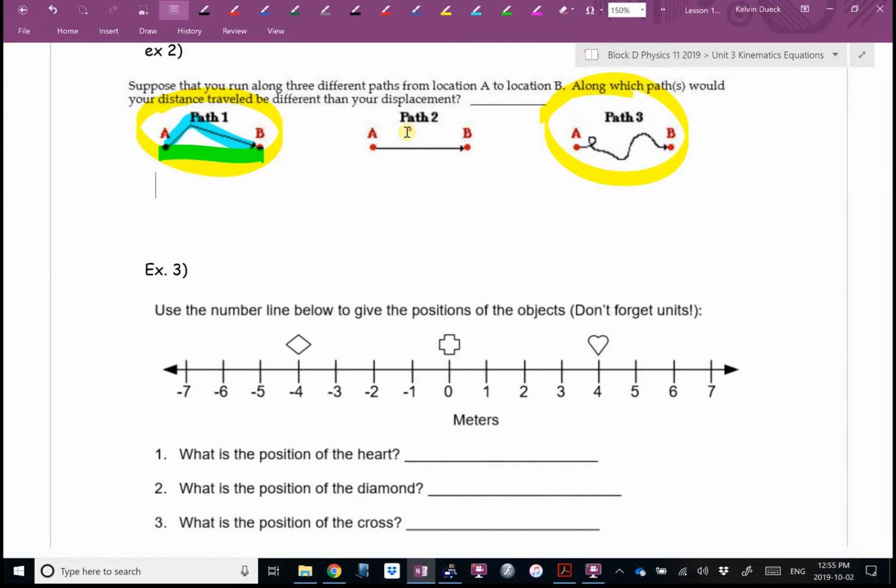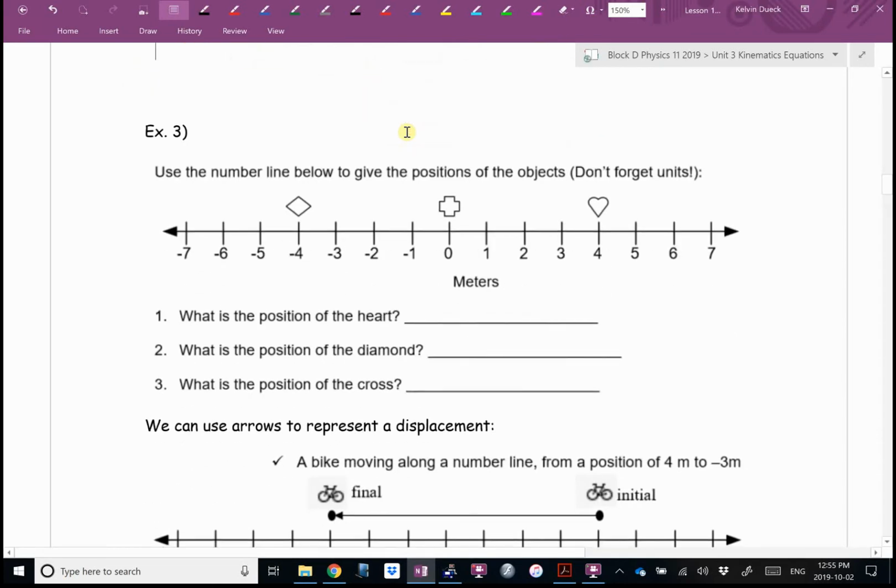We can also give positions using positives and negatives. It says use the number line below to give the positions of the objects. Don't forget the units. What's the position of the heart? I would like magnitude and direction. So what's the magnitude of the heart's position, Mark, my friend?